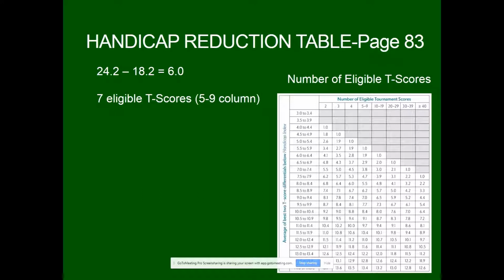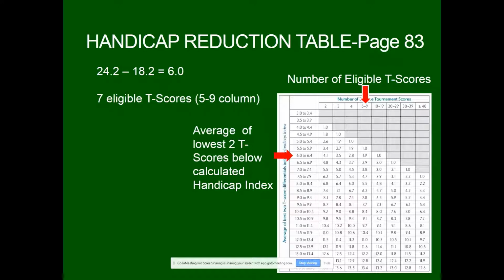So simply what we do is we go to the table and then we match it up. We would go to 5 to 9 because they had 7 eligible T-scores. And then we would go to 6.0 because that was the average of the two lowest T-score differentials, the difference from their handicap index. And then we would match it up in the middle, which gives us 1.9.